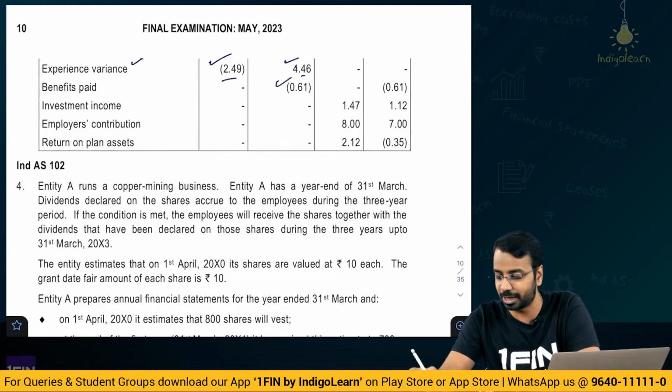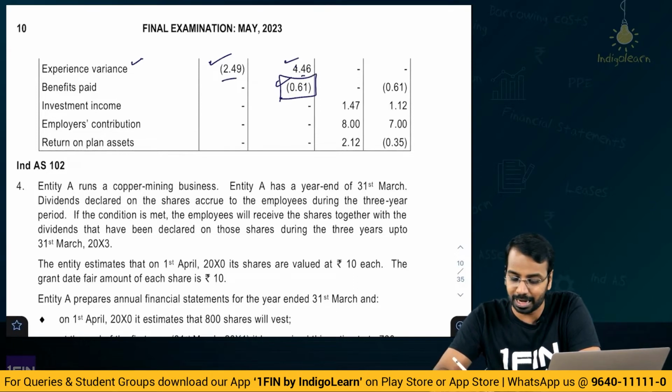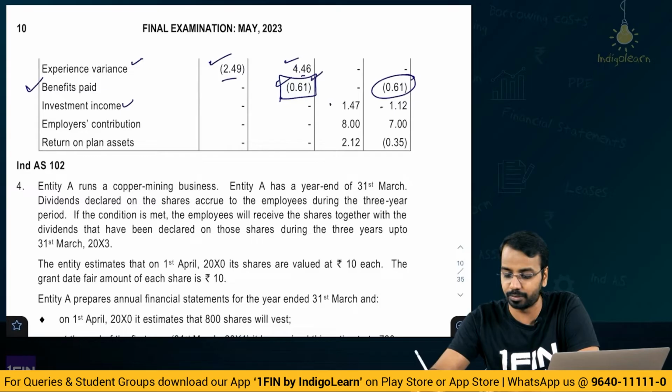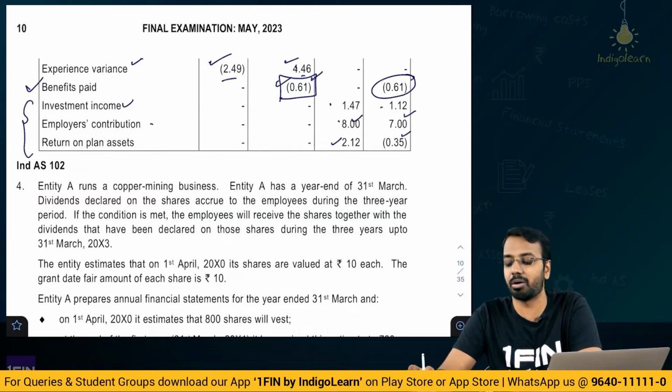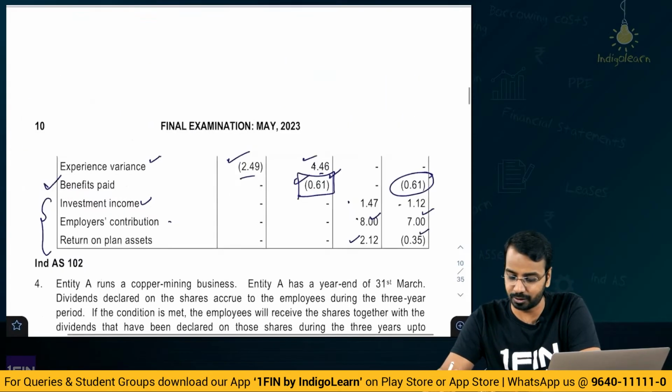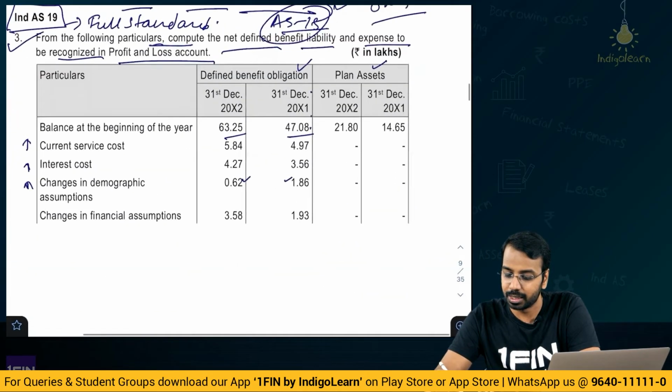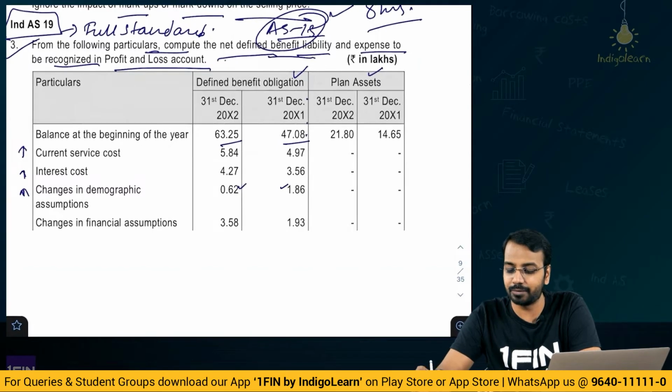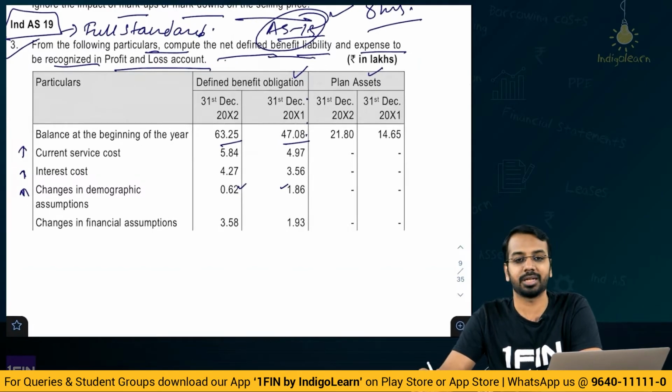Benefits paid, these are actually settlements, 0.61. Always remember, when a benefit is settled, you will reduce from the obligation as well as from the asset. Investment income, 1.12, 1.147. Employer's contribution, you have received contributions of 7 and 8. And return on plan assets is 0.35 and 2.12. So these are the components on the asset side. Now what is the question? The question is, compute the net defined benefit liability and expenses to be recognized in the P&L. Very simple.